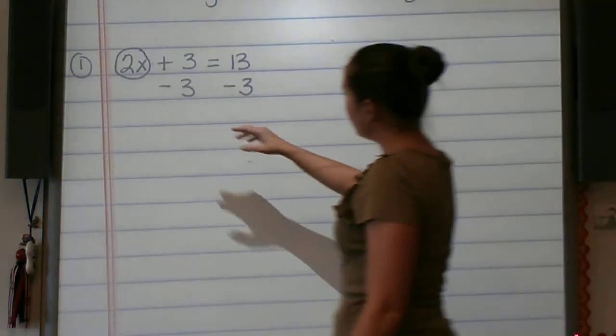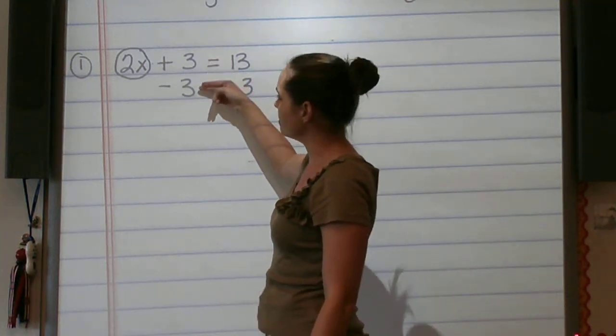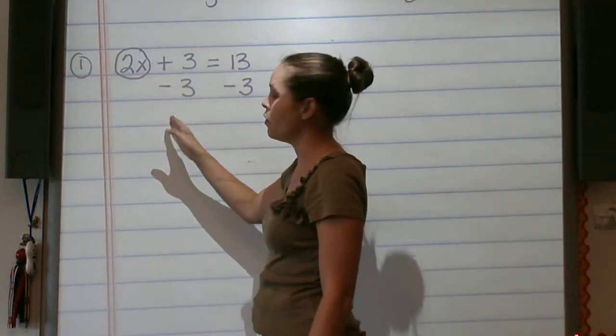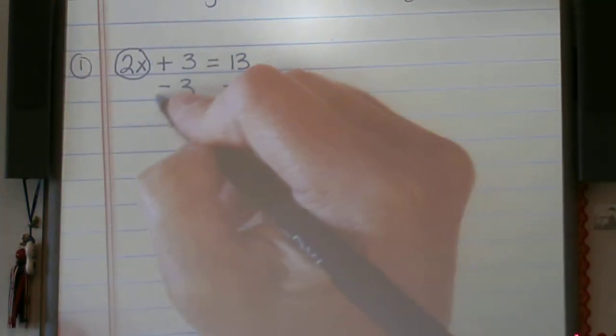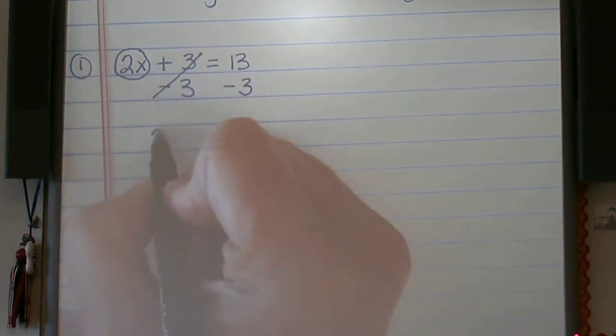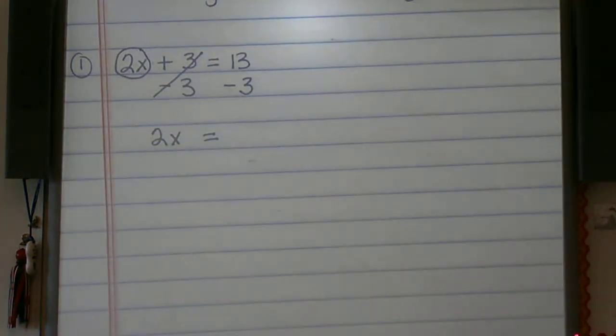So now, if we look, we have plus 3 minus 3. This is going to give us 0, and 2x plus 0 is 2x. So in essence, instead of writing 2x plus 0 and then writing the 2x again, we're just going to, in our minds, say this cancels out, leaving us with 2x. 13 minus 3 is 10.